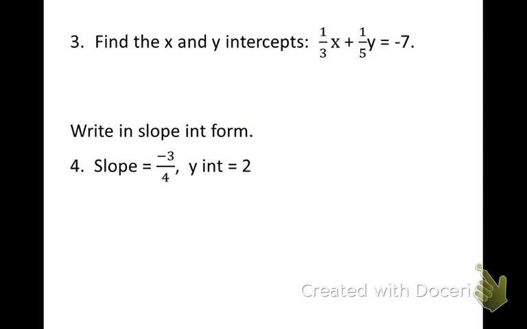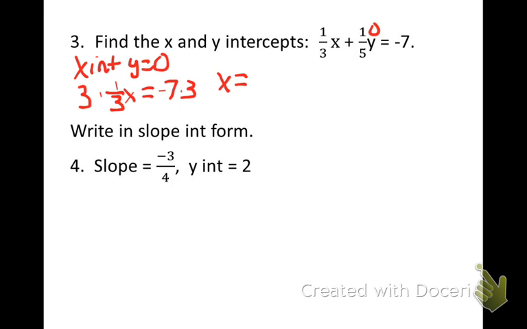Find the x and y intercepts. Well, to find the x-intercept, where it crosses the x-axis, we know that y is 0. So I'm going to put a 0 in here. Well, that would be gone, and I'd have this equation, 1/3 x equals -7. So I'd multiply both sides by 3. Now we get my answer, x equals -21.